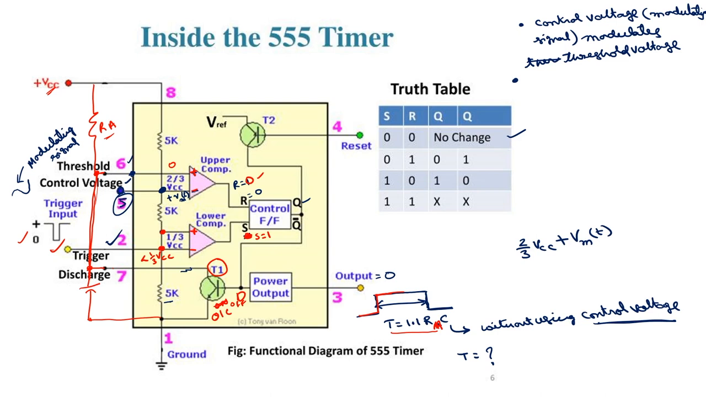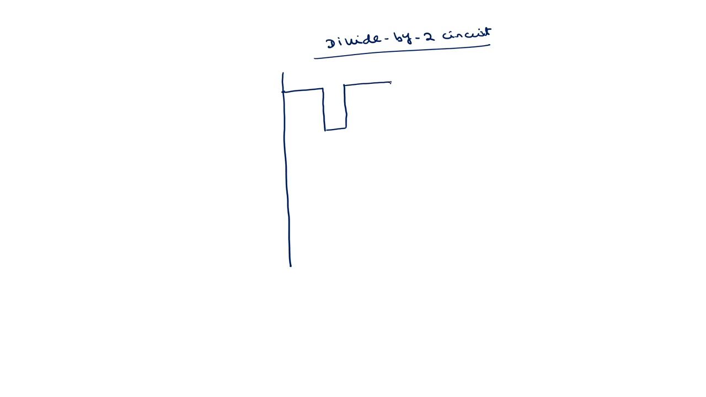Now, in order to make this monostable multivibrator divide the frequency by 2, what happens to the waveforms? Divide by 2 circuit. This was the trigger signal. A series of triggers are applied here. This is the trigger input. Somewhere here, 1/3 VCC will be there. This is VCC, this is 1/3 VCC.